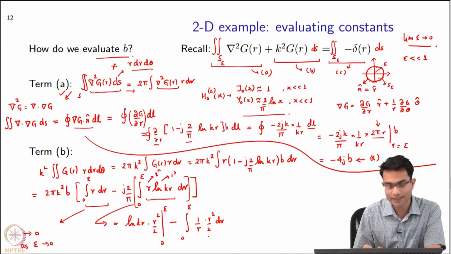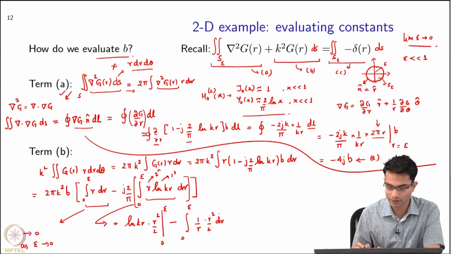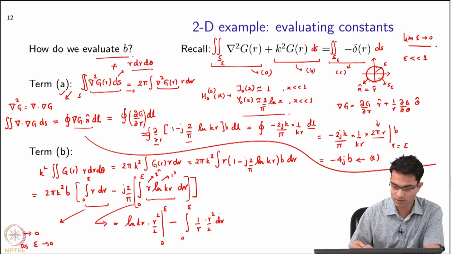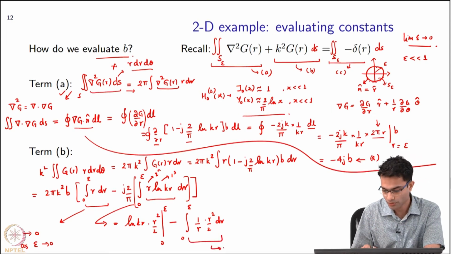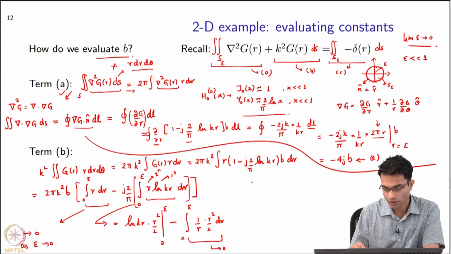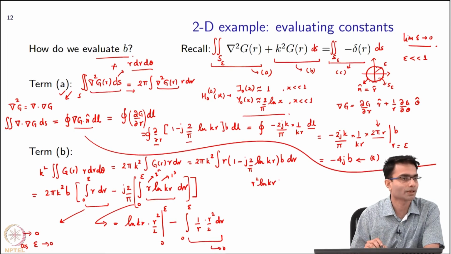Let's look at the second term. It is going to cancel off one r, and I will be left with r dr by 2, integrated from 0 to epsilon. What is going to happen? This is going to tend to 0. Finally, what am I left with? r squared log kr. That is the term that will have to be evaluated at 0 and epsilon.